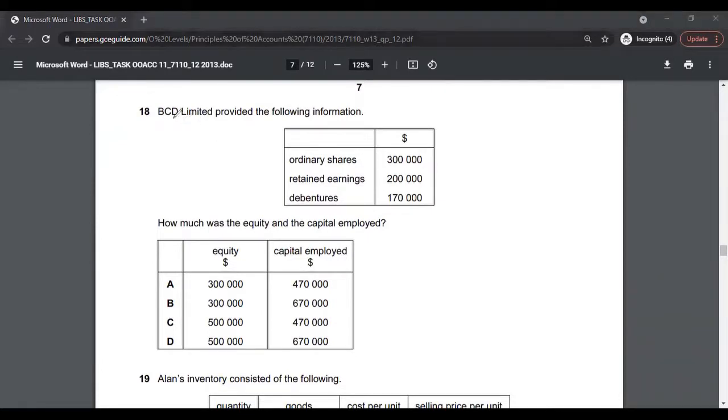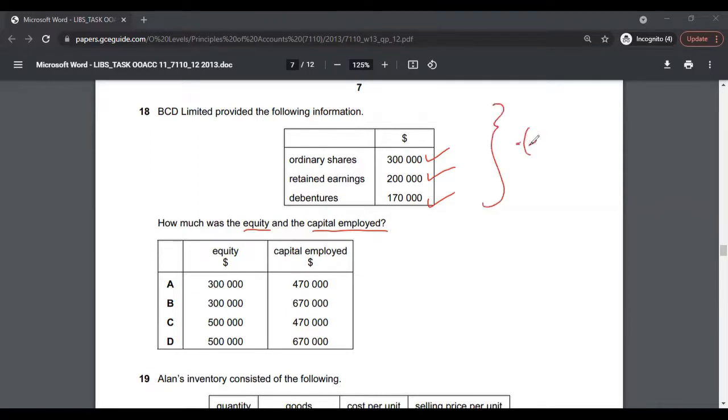Multiple choice 18, BCD Limited provided the following information: ordinary shares of $300,000, retained earnings of $200,000, and debentures of $170,000. How much was the equity and the capital employed? So you see, this is again a repetitive question. It's just testing the same idea in different questions.